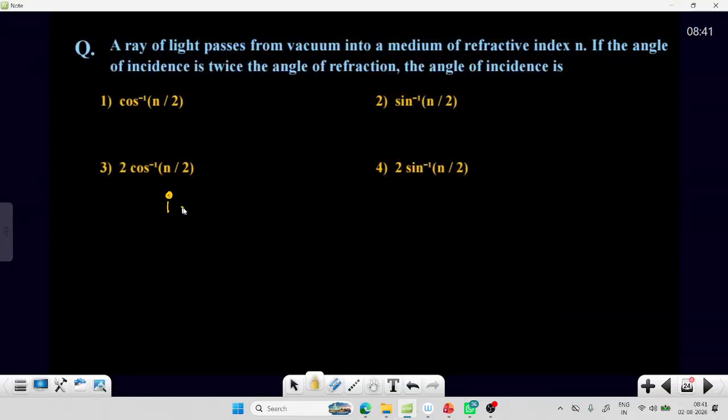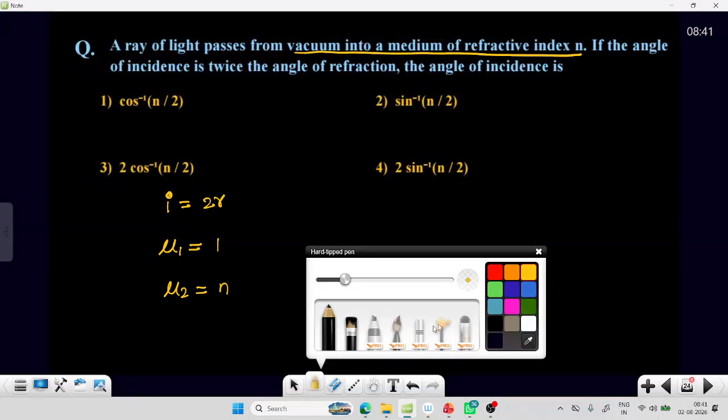Given I is equal to 2r, isn't it? The angle of incidence is twice the angle of refraction. So the light is moving from vacuum to a medium of refractive index n. That means the first medium is vacuum. The refractive index of vacuum is how much? 1. Vacuum, air, free space are the same. And mu2, the refractive index, they are saying is n.